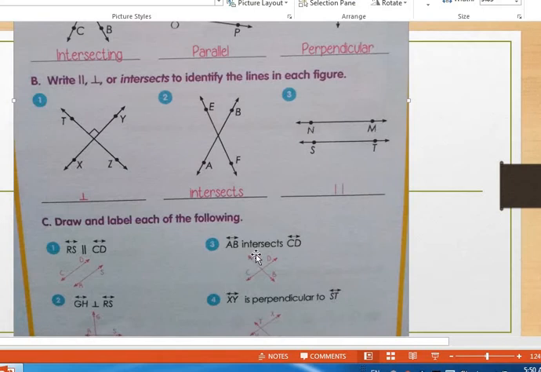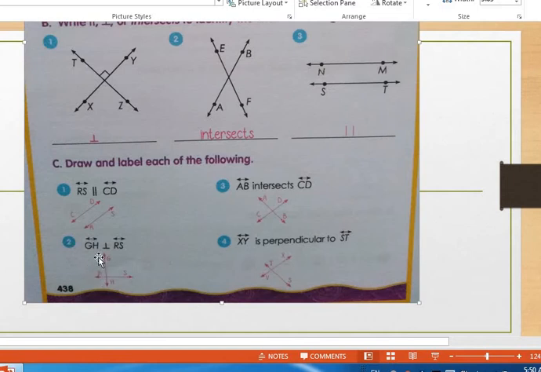Okay, AB intersects CD, just two lines intersect each other, and label the lines CD and AB. And here GH line is perpendicular to RS, so I am drawing GH, then perpendicular to here, intersects and makes a 90 degree angle. Then XY line is perpendicular to ST, the same idea like this.